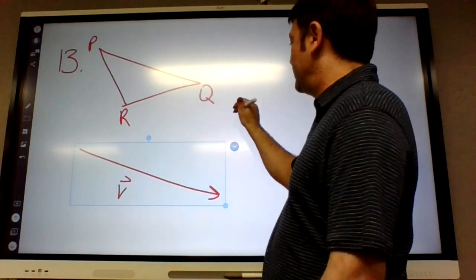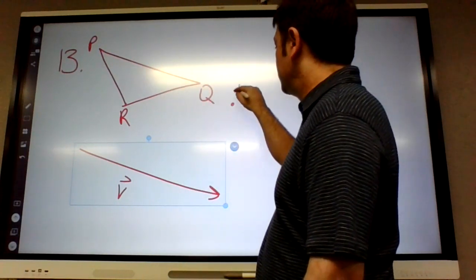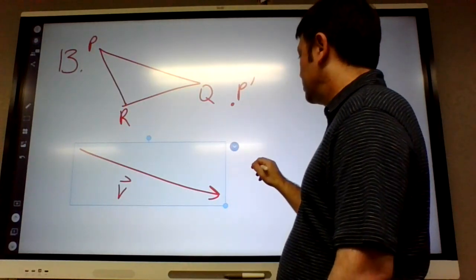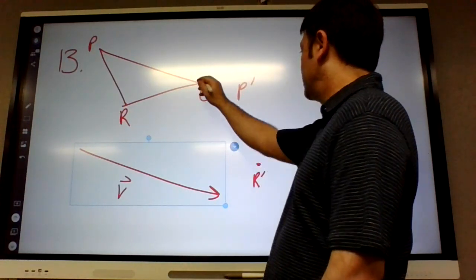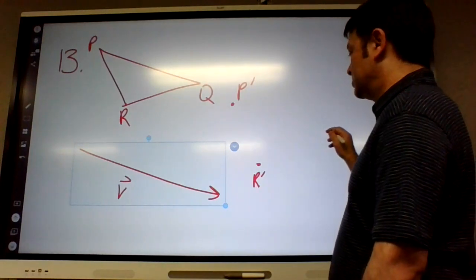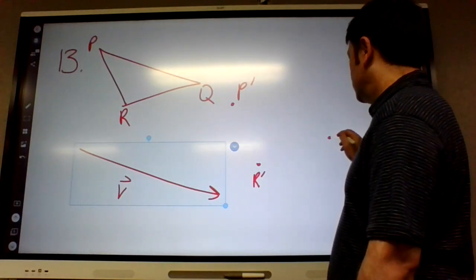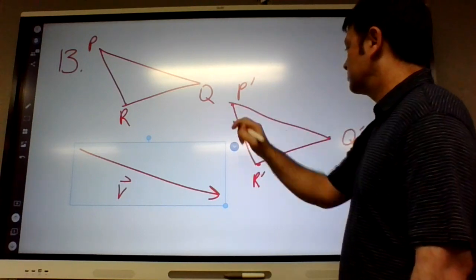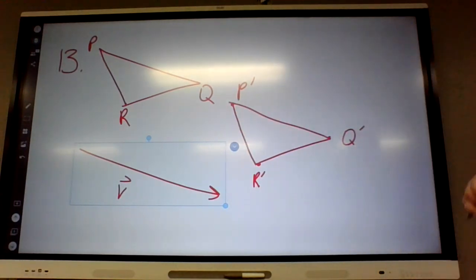So P is moving right here, right? So that's P prime. R is moving, R prime. And Q is moving. See? Still it's alike. I got a trapezoid. I got a circle. I mean they both look like triangles. They should look like the same triangle if you do it right.